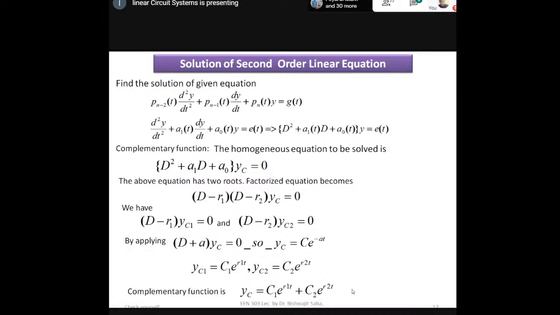Sir, where is R? R is the roots. I am deriving the general equation. Understand? R is the root of the equation.